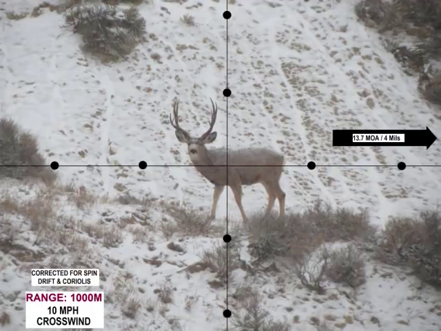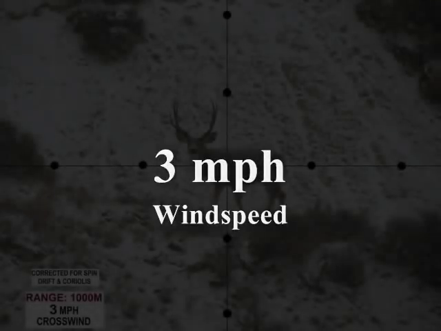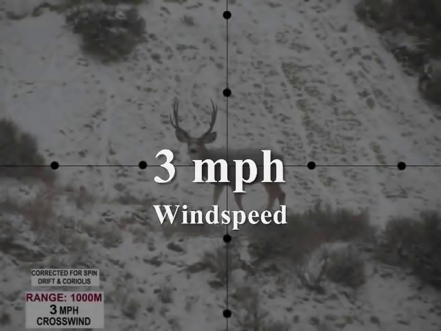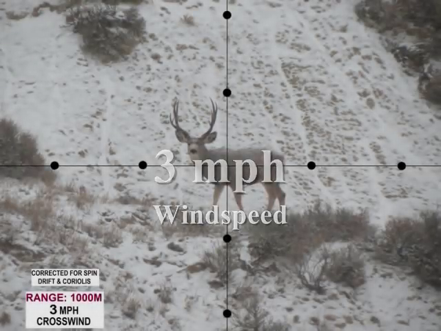So as you can see, just a 10-mile-an-hour wind threw you off by several full body lengths of the deer. That would have been a severe miss if you wouldn't have corrected for it. So let's reduce this wind speed now. Let's say just a 3-mile-an-hour crosswind. What would that look like at 1,000 meters with our 308 that we're talking about here?